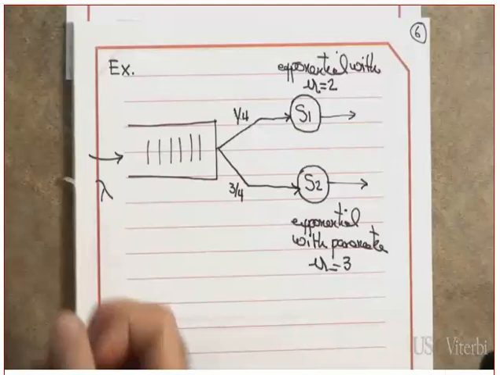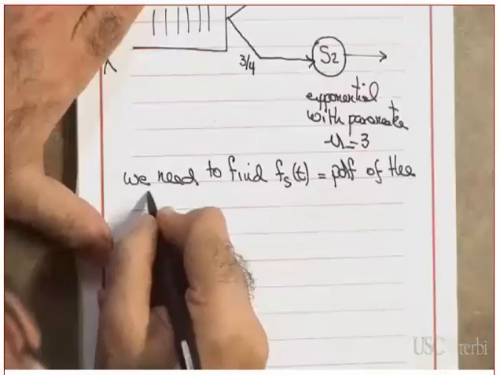What else do I need to find? Remember, what do I have? I have E[W] equal to what?